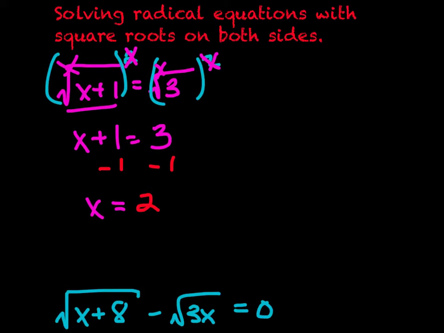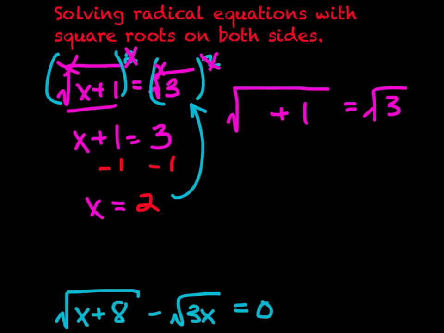Now let's check and make sure our solution works with our original equation. Our original equation, we had the square root of x plus 1 is equal to the square root of 3. So let's add our x in there, and our x we decided was 2 after we solved it. So 2 plus 1 is equal to 3, so our square root of 3 is equal to the square root of 3, and that is perfect, and that's exactly what we want to see.